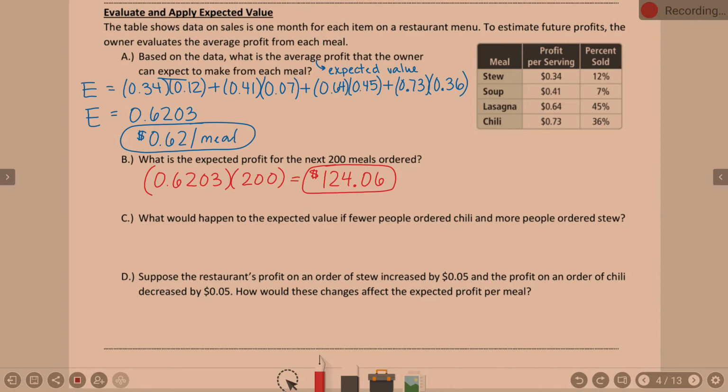Now, let's take this problem and do some reasoning with it. What would happen to the expected value if fewer people ordered chili and more people ordered stew? It would decrease. And why would it decrease? Because you make more profit on chili than stew. If fewer people are ordering chili, well, chili makes more profit, doesn't it? So if you have less people ordering chili, you've got less profit there. More people ordering stew, well, that doesn't make up for the lost chili profit, does it?